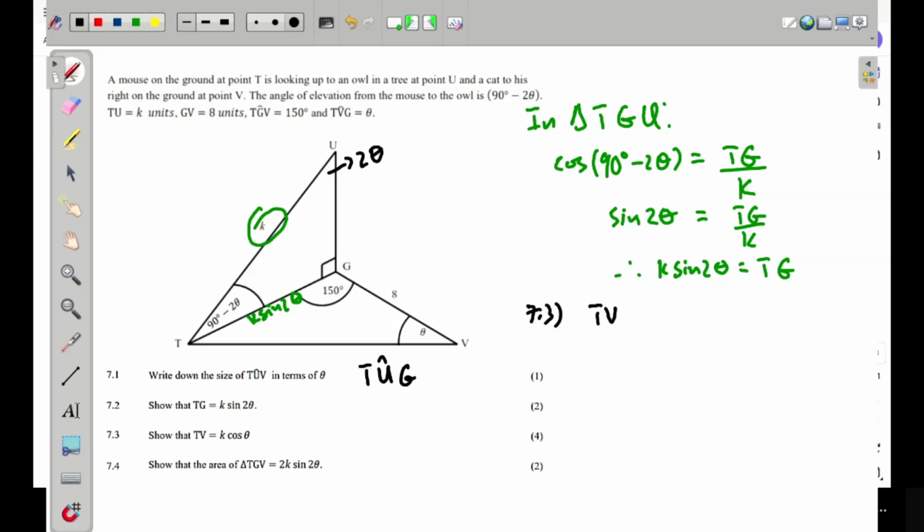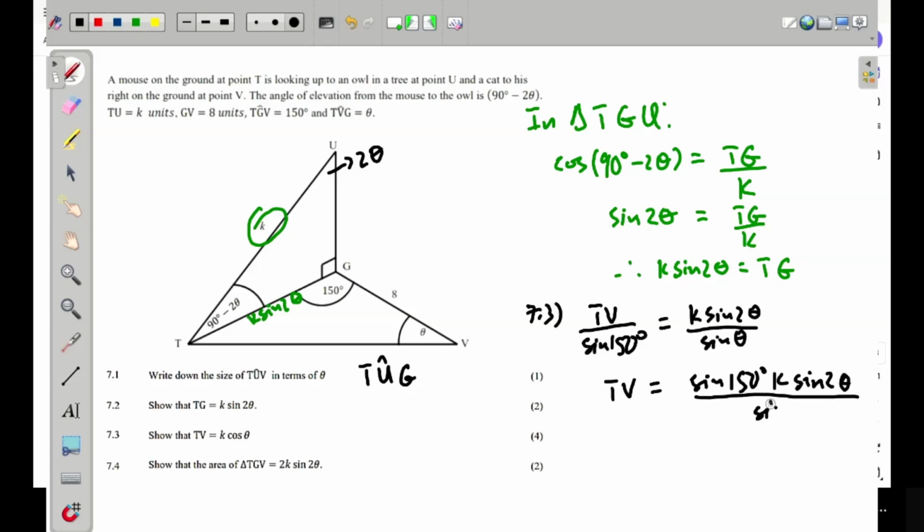So I'm going to go TV over sine 150 is equal to, obviously, I need a K in my solution. So I must take the side TG, which is K sine 2 theta. And I must divide this by a sine theta again. Now, TV will be equal to sine 150 times K times sine 2 theta all over sine theta.